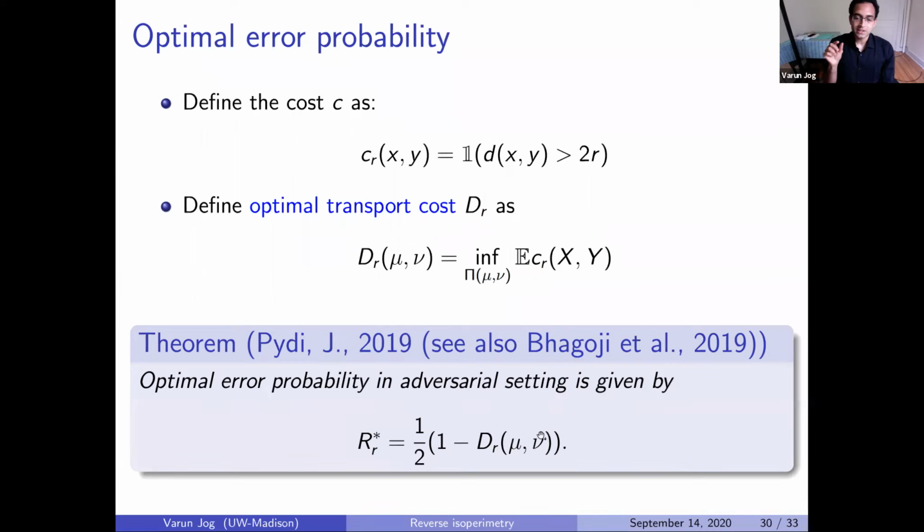It turns out to be a version of an optimal transport cost between the two distributions, where the cost is basically the indicator that the distance is greater than 2r. So if you are moving by more than 2r, then you incur a cost of 1. If you're moving by less than 2r, you incur a cost of 0. Among all such transport plans, take the best transport plan, and that happens to give you the adversarial risk. This was known by last year.